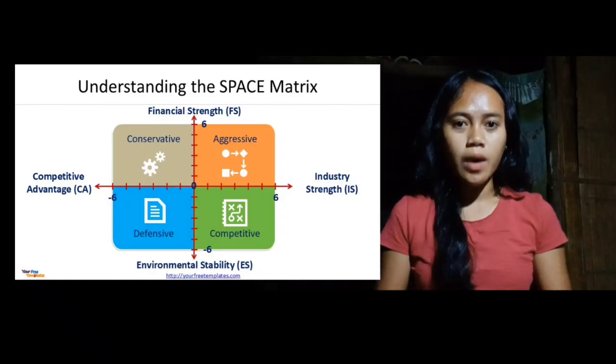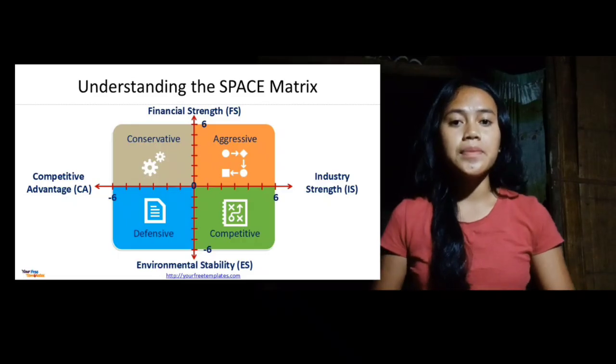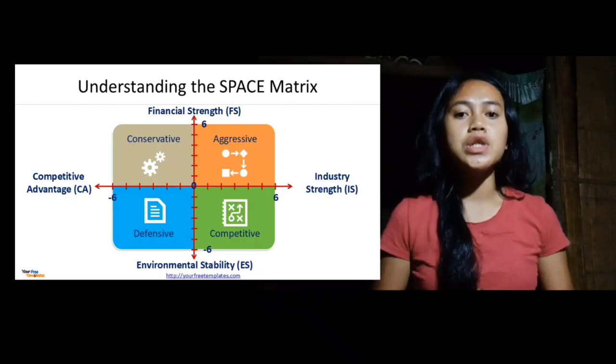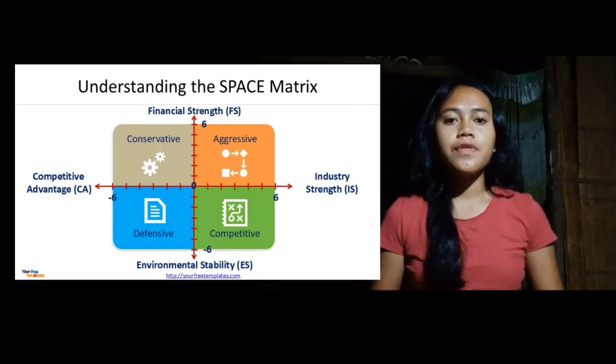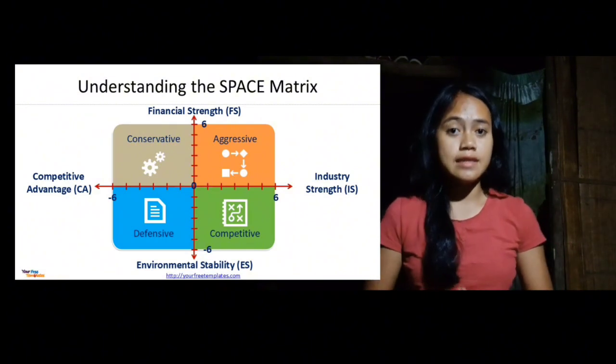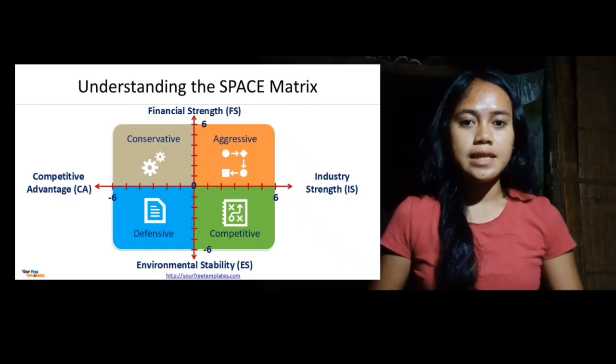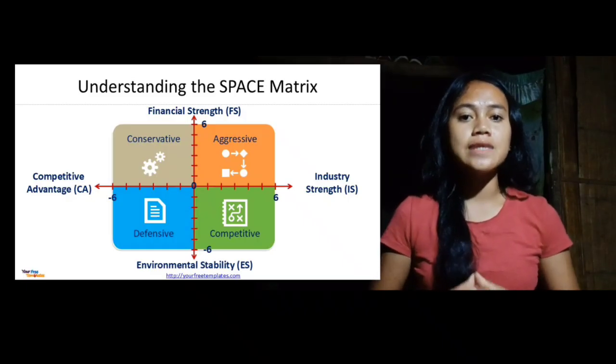So in quadrant 1, or the top right, you will see aggressive. Your industry is attractive and stable, and you have a competitive advantage which you must strive to retain. Threats of new entrants are present. For quadrant 2, top left, you will see conservative. The industry is potentially stable, but the growth rate is low. The company, however, is financially stable.